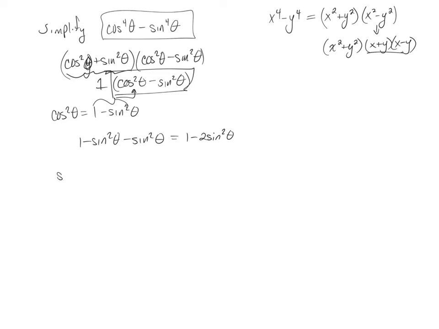You could have replaced the sine squared with 1 minus cosine squared, and then we'd have cosine squared minus the quantity 1 minus cosine squared. And in distributing that negative there, you're going to get a cosine squared plus a cosine squared, which would be 2 cosine squared minus 1. Take the negative into that 1, it's going to be a minus 1.